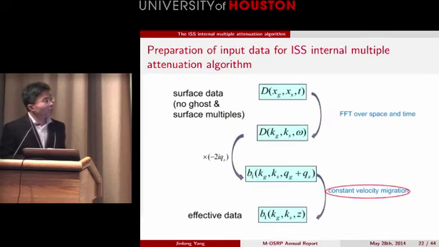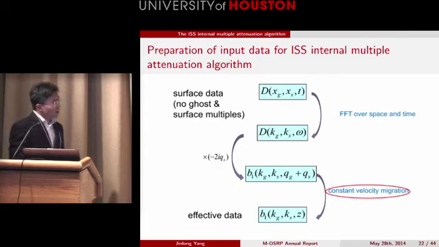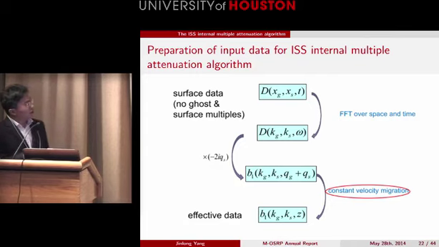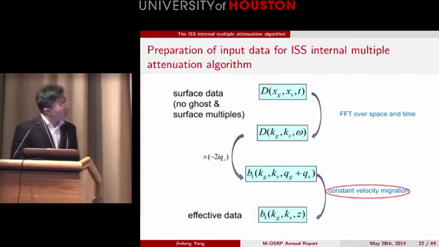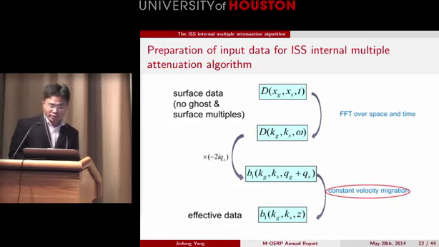Assume a 2D case. This is our measured surface data, in the XG, XS, T domain. In this data, there are no ghosts, no free surface multiples. First, we need to forward transform this data into the K omega domain. And we define B1 by multiplication with minus 2I QS. And also, we water speed migrate this B1 into the B KS KZ domain. This is the input of our internal multiple attenuation algorithm.